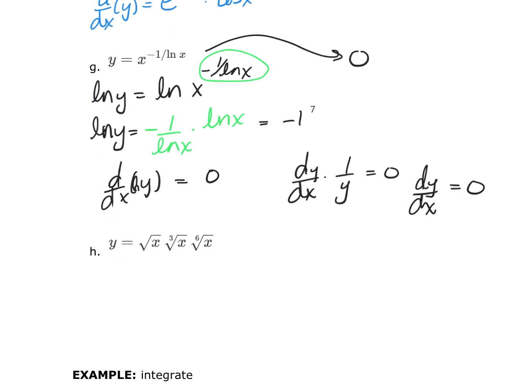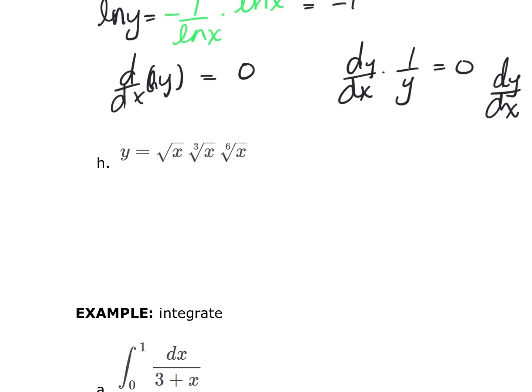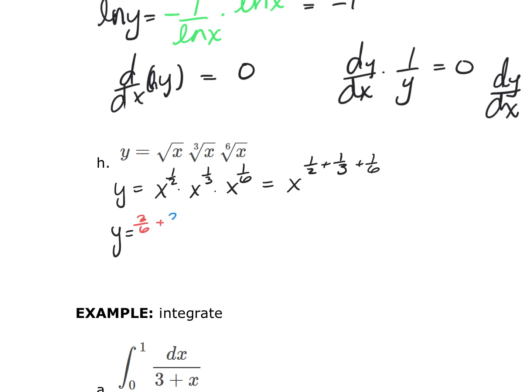With h, I can do logarithmic differentiation, but I think it might just be easier to add the exponents. So this is y is equal to x raised to the 1/2 multiplied by x raised to the 1/3 multiplied by x raised to the 1/6, which is x raised to the 1/2 plus 1/3 plus 1/6. Now the common denominator is 6. So then the first one will be 3 over 6, the second one will be 2 over 6, and the third one is just 1 over 6. That's because I multiplied the first fraction by 3 over 3, the second fraction by 2 over 2, and this, of course, is just the same.